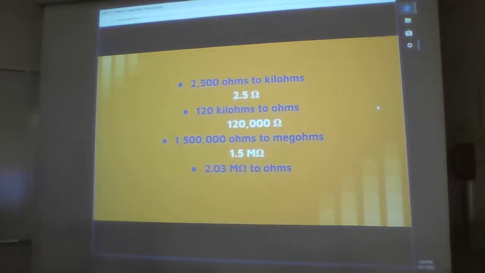Converting 2.03 megohms to ohms. So going the other direction from megohms to ohms, we would move the decimal point 6 places to the left. I'm sorry, 6 places to the right, megohms to ohms. So 2,030,000 ohms. It's a lot easier to just write 2.03. So we want to find out how much 2.03 megohms is in ohms. This is the shorthand version for 2,030,000 ohms.